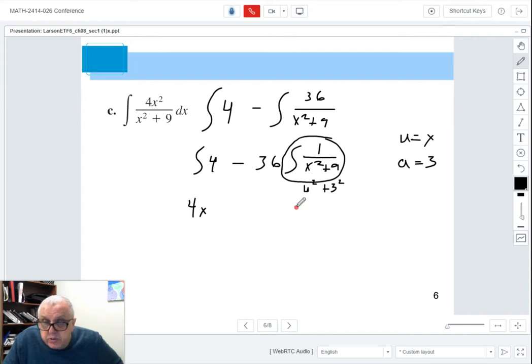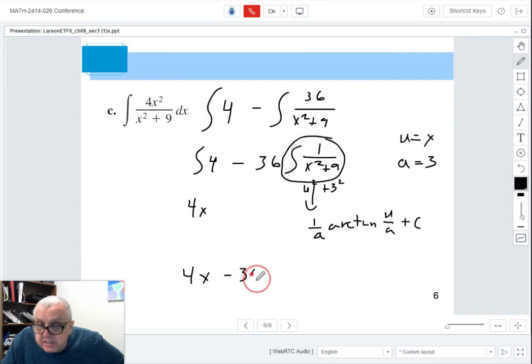This part integrates to 1 over a arctangent of u over a plus c. So we end up with 4x minus 36 times 1 over a, which is 3, arctangent, I always forget the c, u is x over a is 3, plus c.